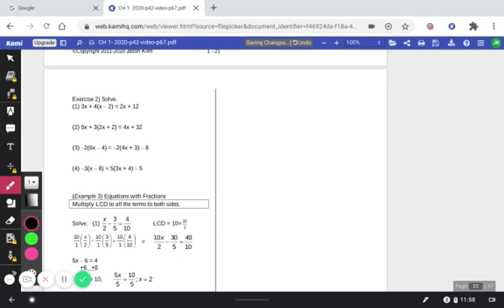So practice makes perfect. So pause this video, do exercise 2, solve these 4 questions. Pause the video, do the questions, and check your answer with the answer key at the bottom of this section. Pause the video and do the work now. Thank you.